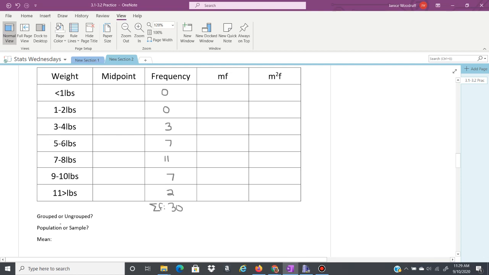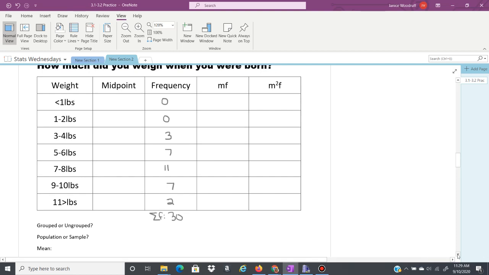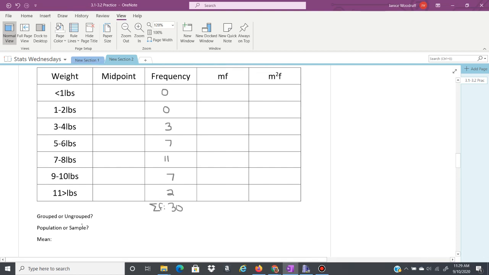All right, is this grouped or ungrouped data? This is grouped data, yes. Is it a population or sample? I didn't tell you. Well, there's not everybody in here, so this is a sample.